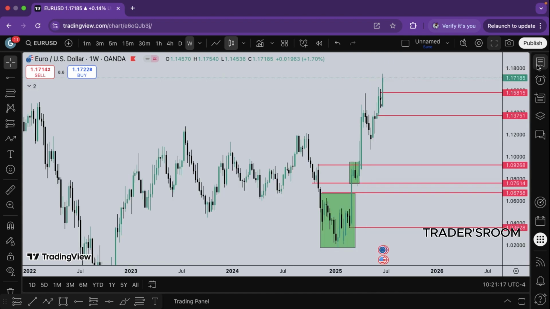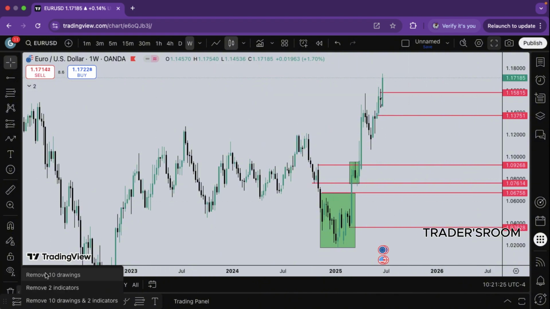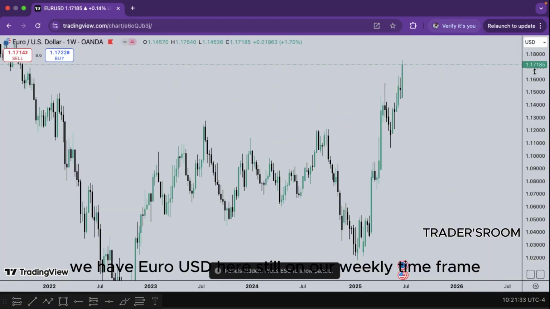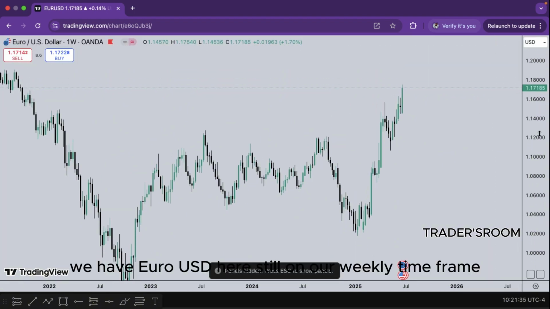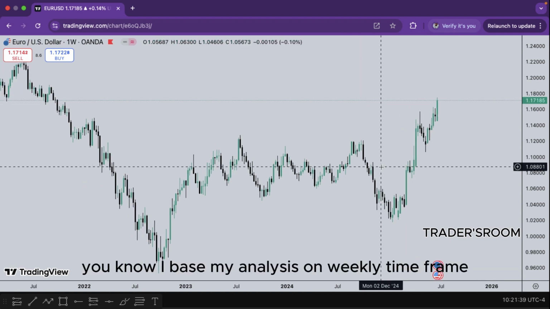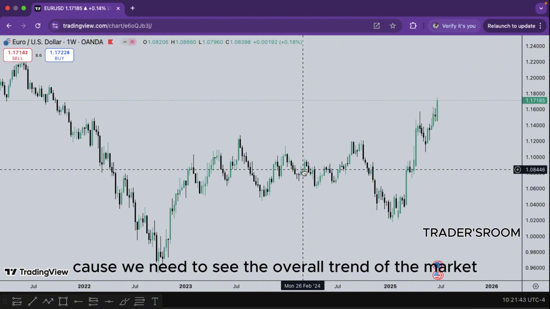Let's remove all of this. We have EUR/USD here, still on our weekly time frame. I base my analysis on the weekly time frame because we need to see the overall trend of the market.